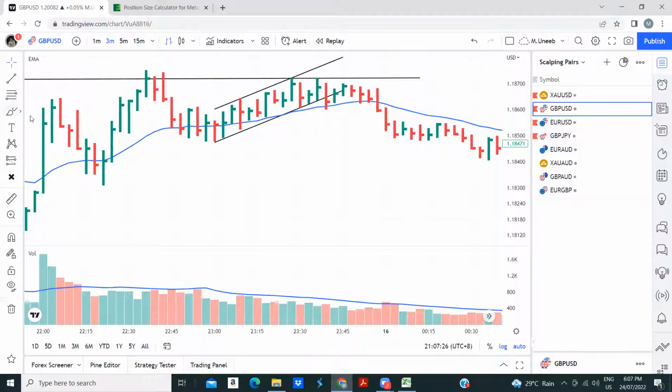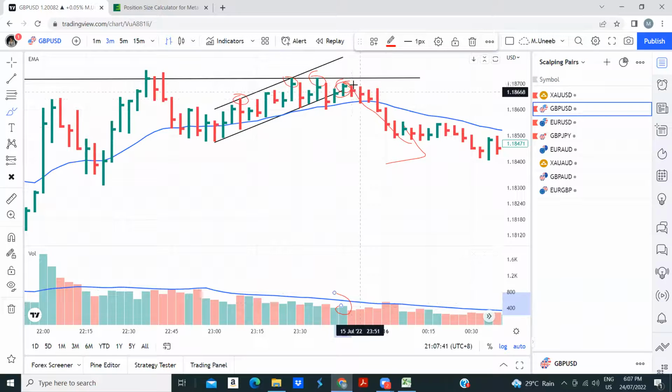This one, effort versus no result. After the third touch, this is the point to go down. Can you see? First touch, second touch, third touch, and then after the third touch, we have effort versus no result. And then after that, we go down after SOT.